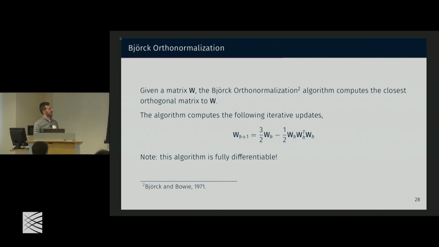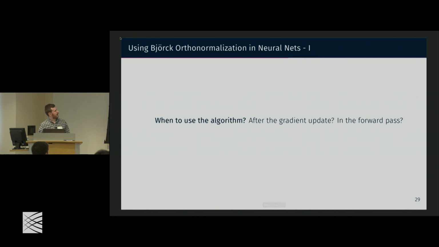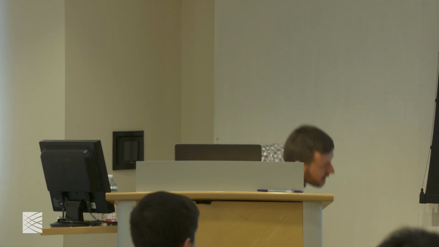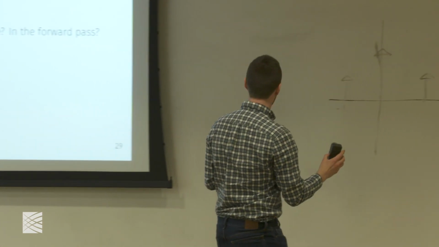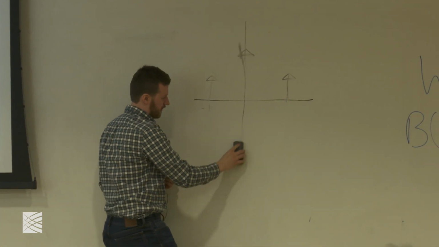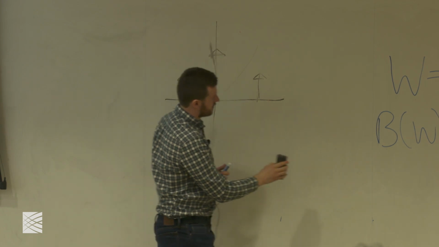Which leads me on to my next slide, which is how do I actually use this algorithm? This gives me a way to take a weight matrix and compute an orthogonal representation of that matrix, but how do I use that in practice? Well, once again, I'll move to the board. I wrote down a couple of options here. We could think about doing this after the gradient update, or during the forward pass.